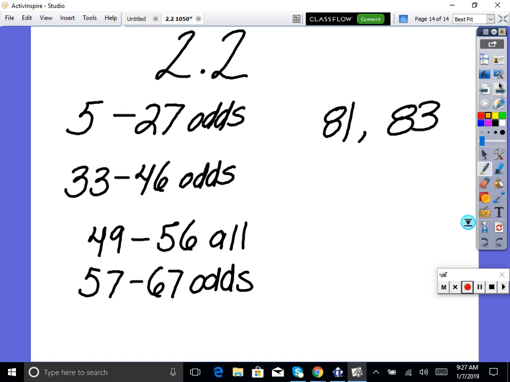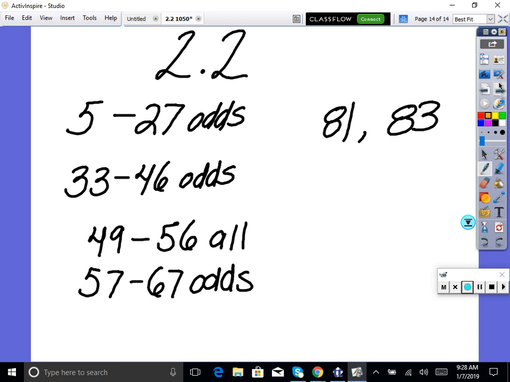Okay, awesome. That is the end of the lesson. So you have a ton of in-class time. I need you working on the homework. So I'm not assigning all odds, but I'm assigning these ones. These are the ones you need to do. So write it down first things first. 5 through 27 odds, 33 through 46 odds, 49 through 56 all, 57 through 67 odds, 81 and 83.